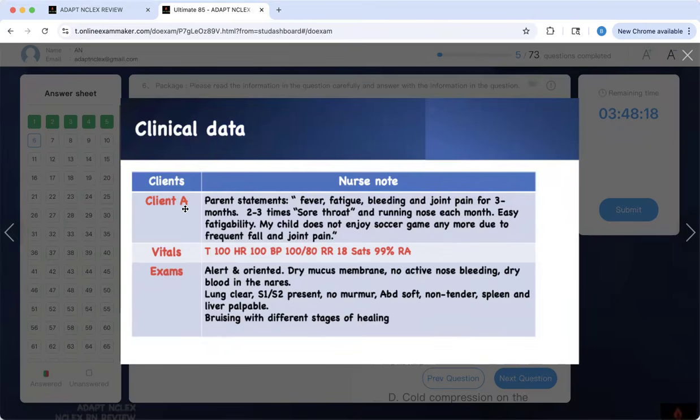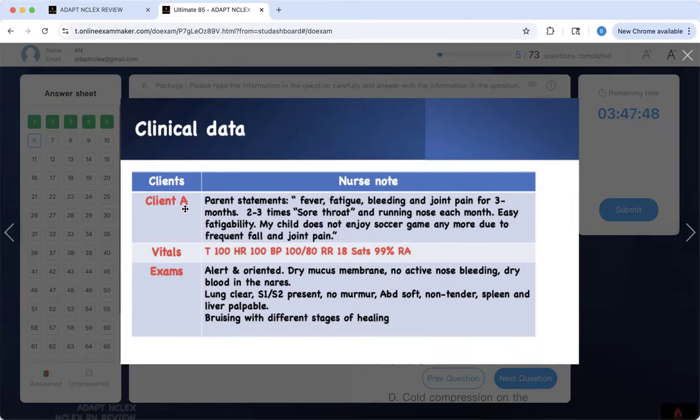Now we're talking about patient A, who has a nosebleed. The parent states fever, fatigue, bleeding, and joint pain for 3 months. You see, he's had these symptoms for the past 3 months. 2 to 3 times he has had a sore throat, and he has a runny nose all the time. He gets infections. He's tired all the time, easy fatigability. My child does not enjoy soccer anymore because he's tired and he keeps having infections, right? Something should be telling you.